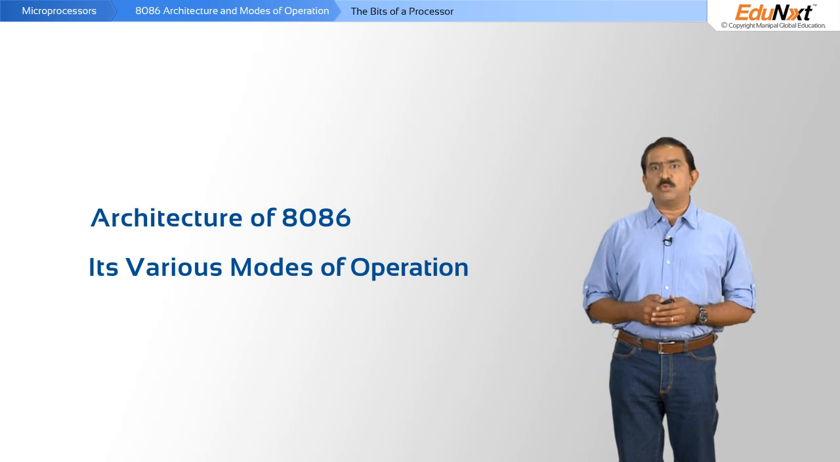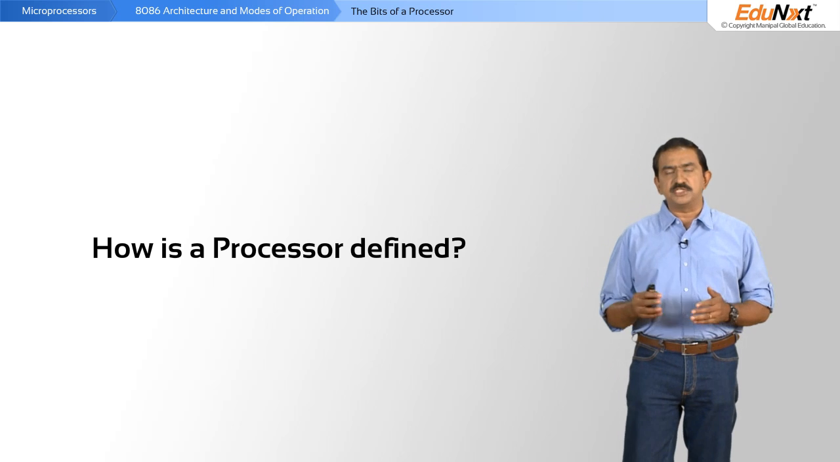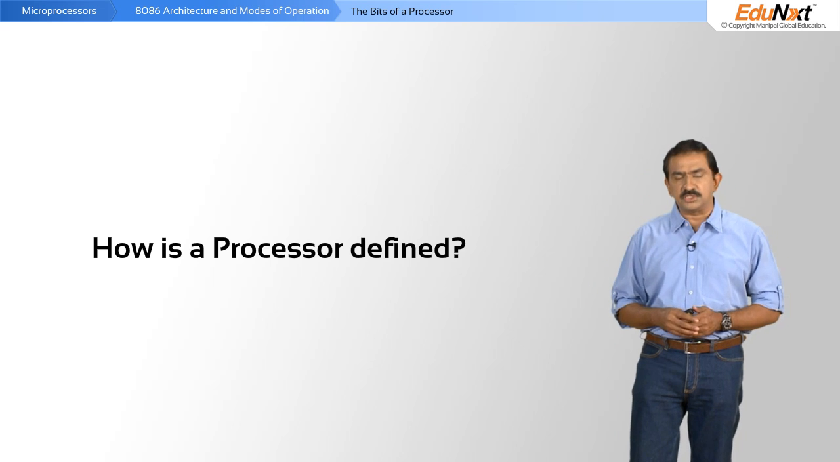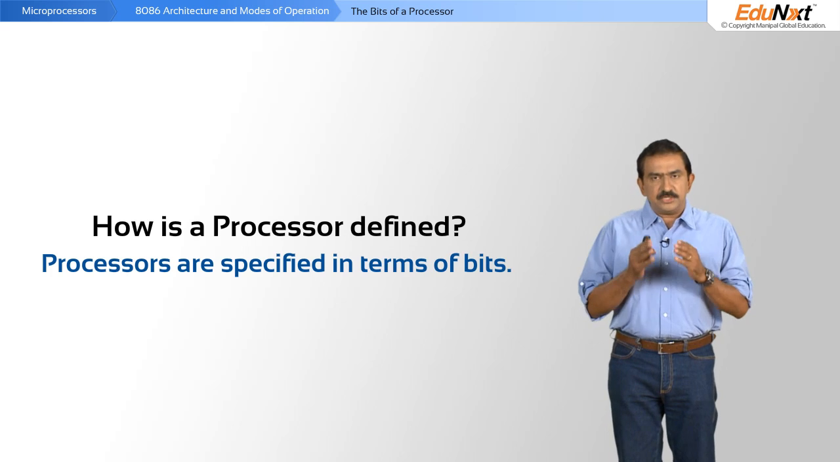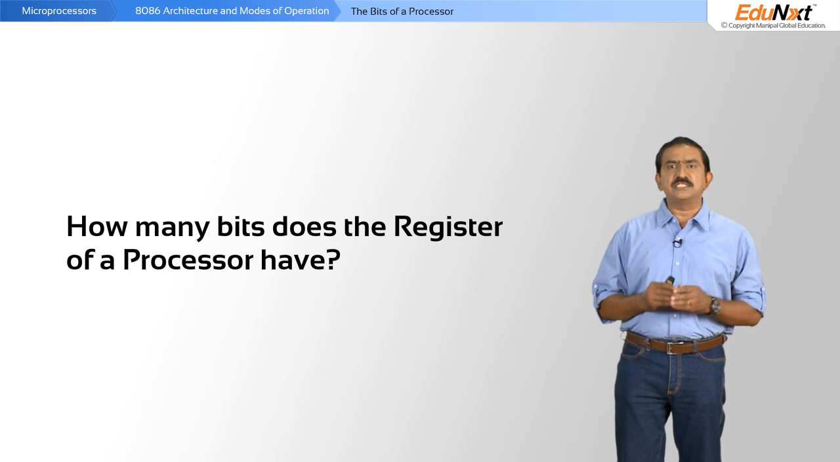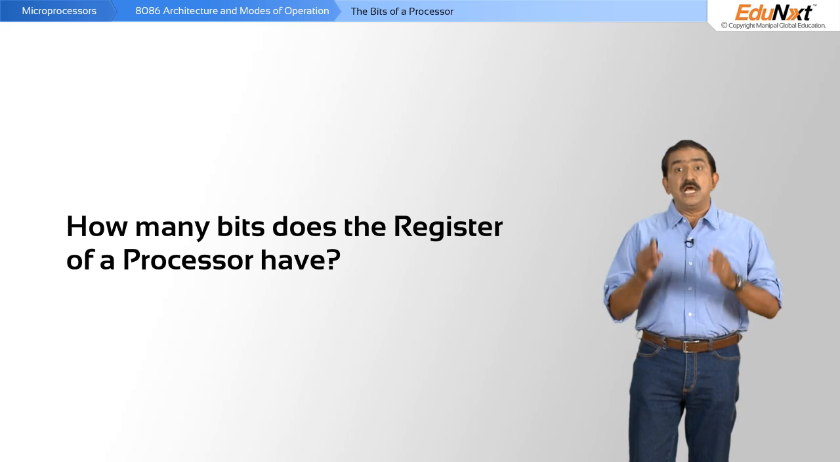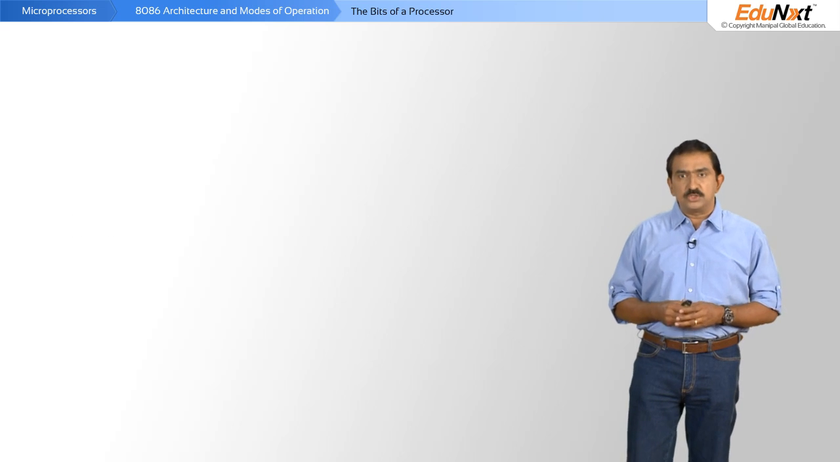Basically, the first question that one should understand is, how do you define a processor? People talk about 8-bit, 16-bit, 32-bit processors. What exactly do they mean by this? In this case, it really talks about the internals of the processor. How many bits does the register of a processor have? How many bits does it expose to the outside world in terms of the data bus? So on and so forth.